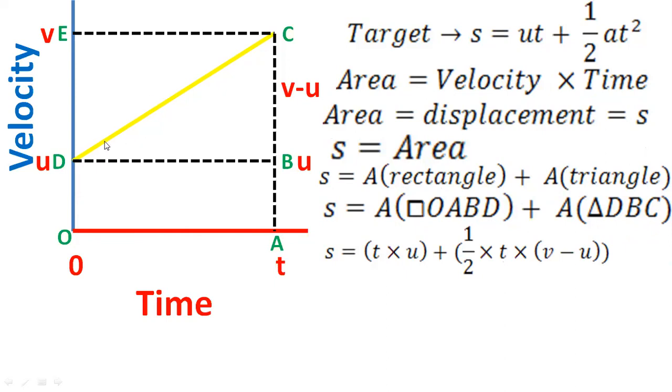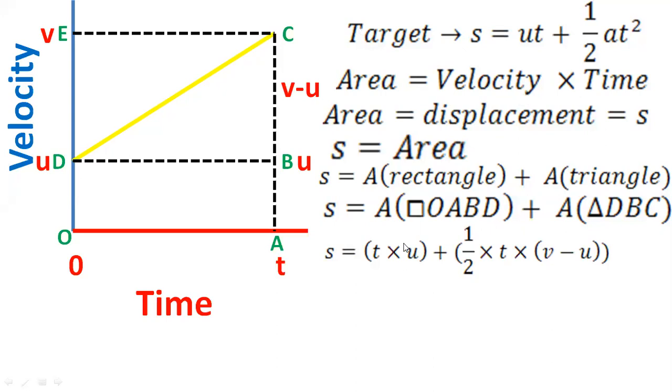And for the triangle, it is 1 by 2 base into height. The base of this triangle is DB, and the value of DB is t. So I have put 1 by 2 base, that is t, into height. What is the height of this triangle? The height is v minus u, so I have put v minus u also. Okay? Give me a response in the chat box. Understood till this moment? We have just added the areas. That is what we had done even in our sample questions. Right? Okay.